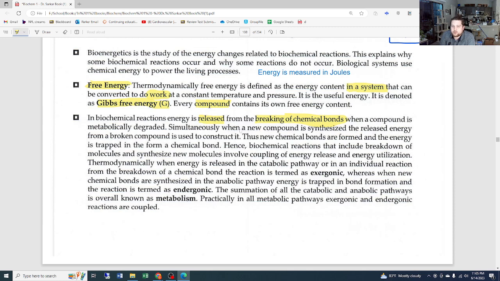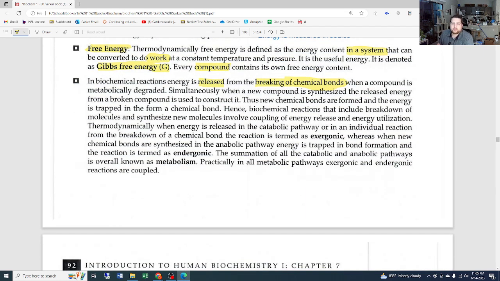broken compound is used to construct it. Thus, new chemical bonds are formed, and the energy is trapped in the form of a chemical bond. So the saying is, we'll have a chemical bond break, and the breaking of that chemical bond releases energy. That energy that has been released is then used to form a new bond. Okay? It's a multi-step process. Hence, biochemical reactions that include breakdown of molecules and synthesize new molecules involve coupling of energy release and energy utilization.